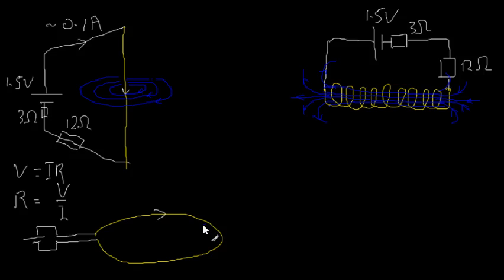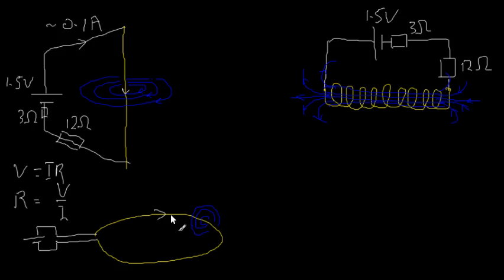So when I'm very close to this, I would expect that the magnetic field would just be circles, just circular loops around it, just like this. I think that is reasonable to expect.